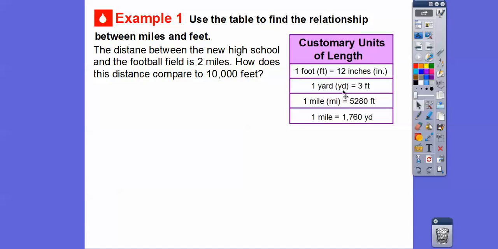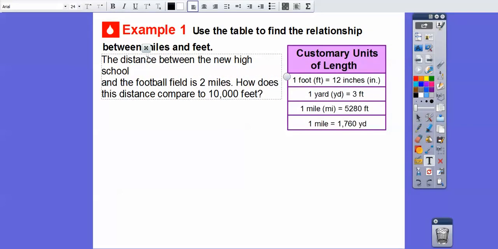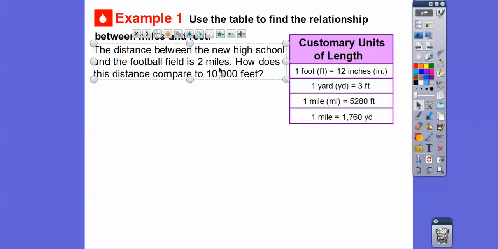Okay, so here's an example where we're going to do larger units to smaller units. So over here we're going to use this table for miles. So 1 mile is 5,280 feet. So the distance, whoops, there's supposed to be a C in there. The distance, T-A-N-C-E, let me put that in there. So the distance between the new high school and the football field is 2 miles. So how does the distance compare to 10,000 feet? Since we're going from miles to feet, we're going to multiply by this 5,280.